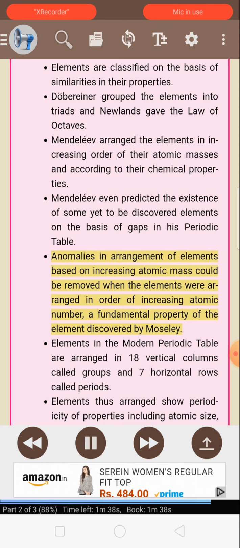Anomalies in arrangement of elements based on increasing atomic mass could be removed when the elements were arranged in order of increasing atomic number, a fundamental property of the element discovered by Moseley. Elements in the modern periodic table are arranged in 18 vertical columns called groups and 7 horizontal rows called periods. Elements thus arranged show periodicity of properties including atomic size, valency or combining capacity and metallic and non-metallic character.